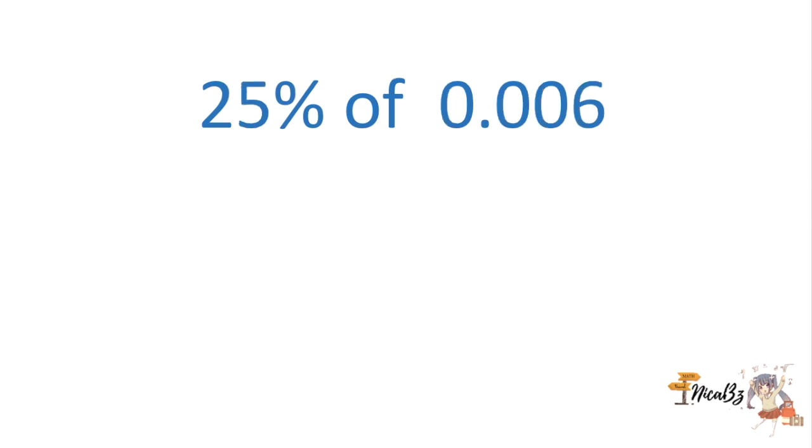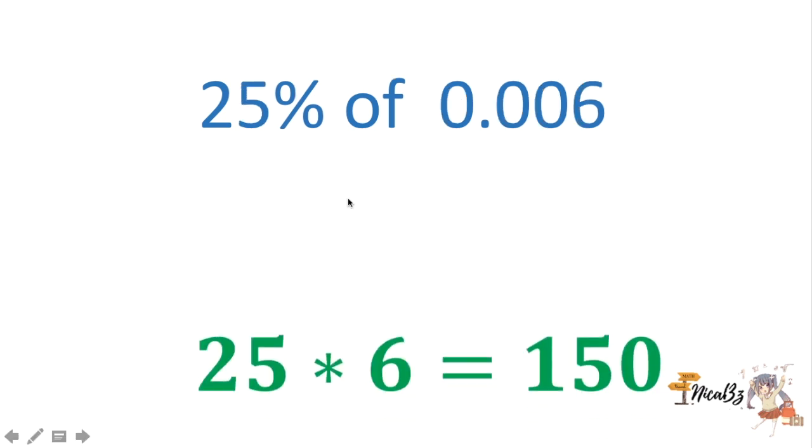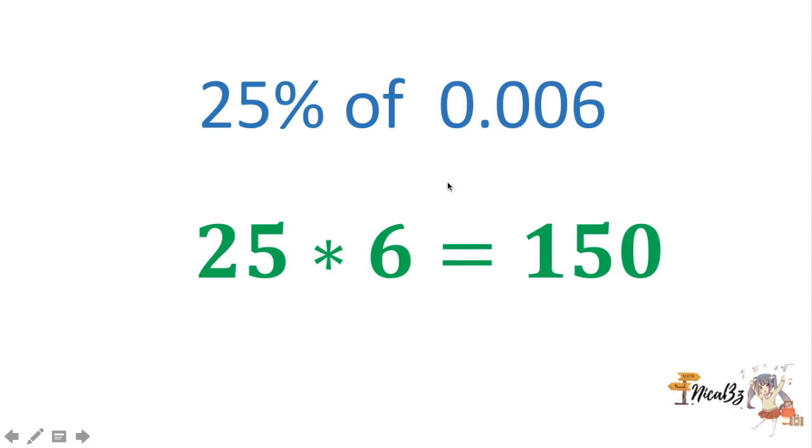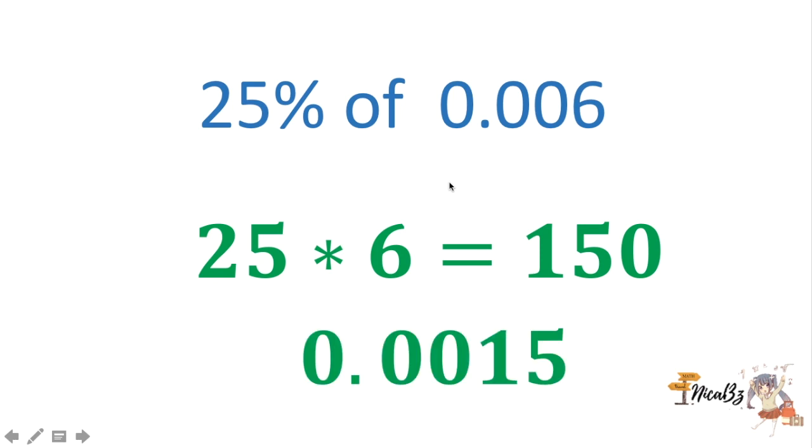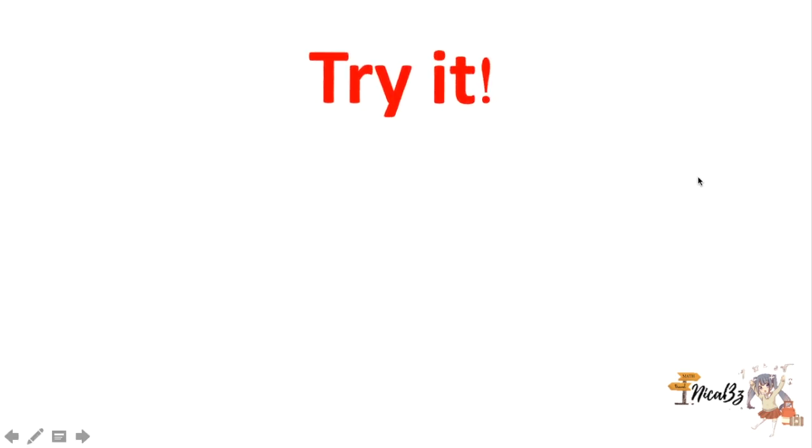25% of 0.006. So that's 25 times 6, which is 150. And we simply move places to the left so we can get 0.0015. Now that I'm done explaining the trick, let us test your understanding. But I will only give you 3 seconds to do it. Are you ready?